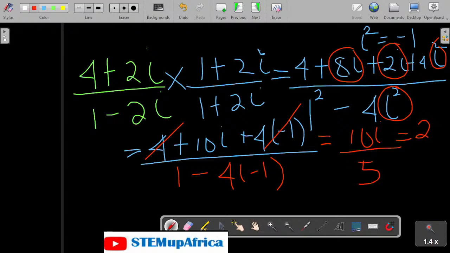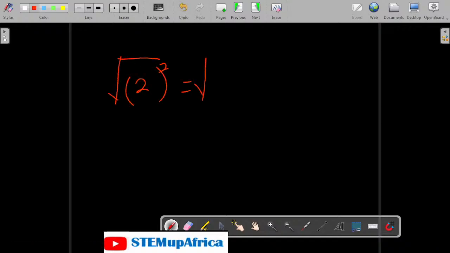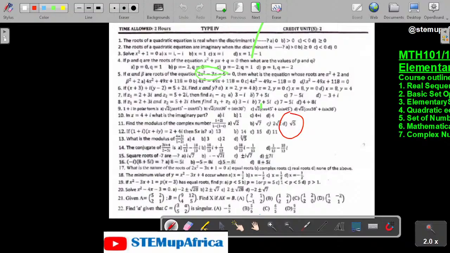That will give us what? 2i. So we are looking for the absolute value, or the modulus, of 2i. That will just give us the square root of 2 all squared, which is the square root of 4. Our result is 2. So let's see which of the options that is, which is option C. Our result is 2.